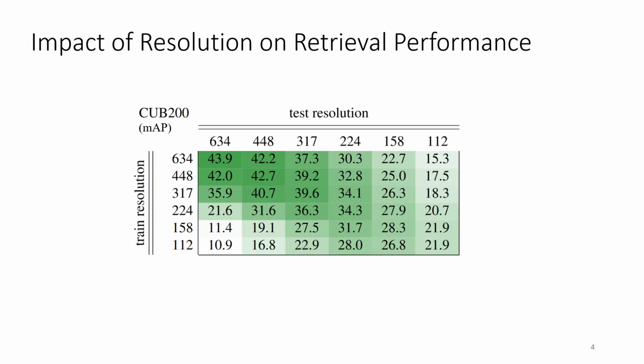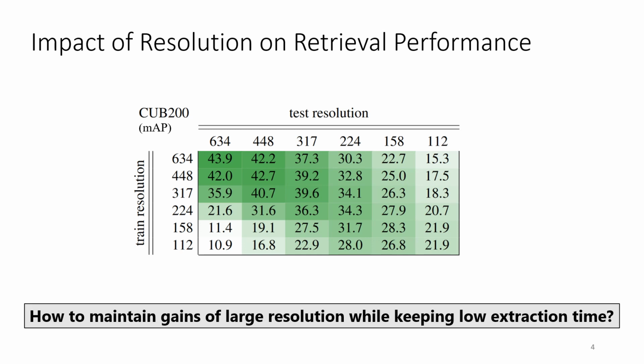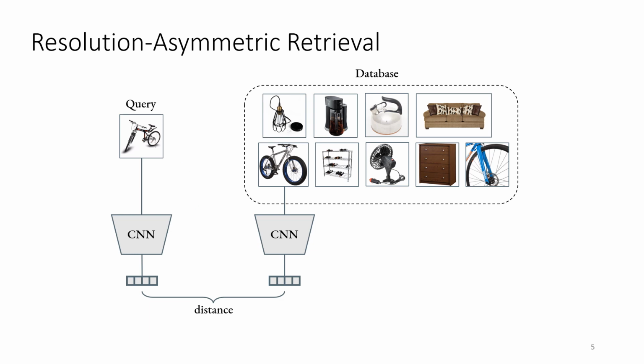Yet, the extraction time grows quadratically in the image size. How to maintain gains of large resolution while keeping low extraction time? We take advantage of the two types of images involved in image retrieval. We use large resolution for database images, which are pre-processed, but decrease query time by processing the query image at smaller resolution. For instance, when querying from low-resource mobile devices.